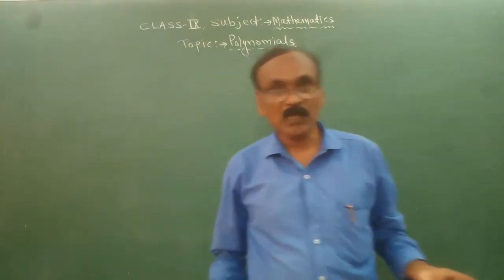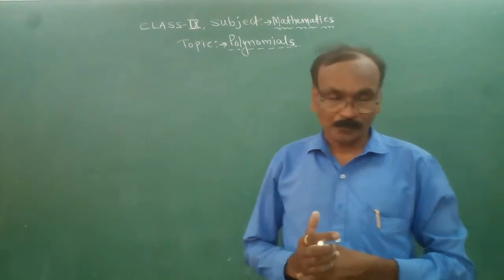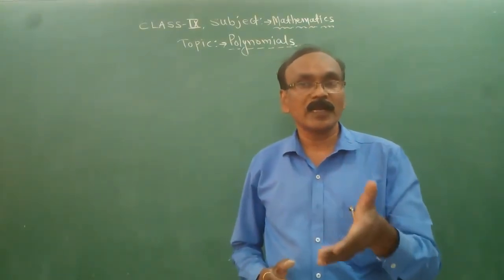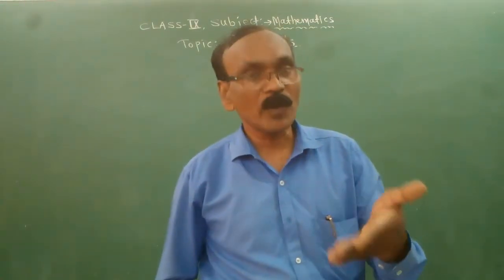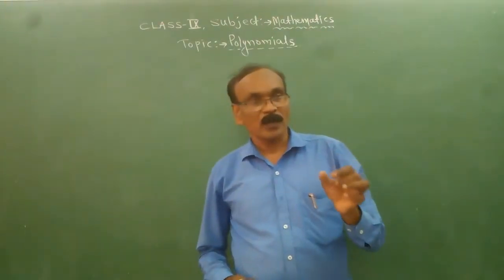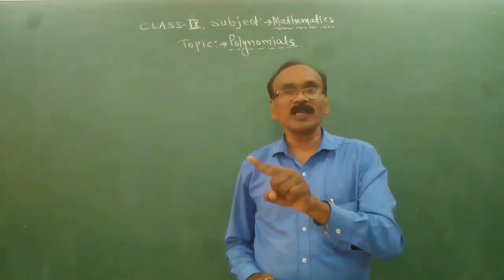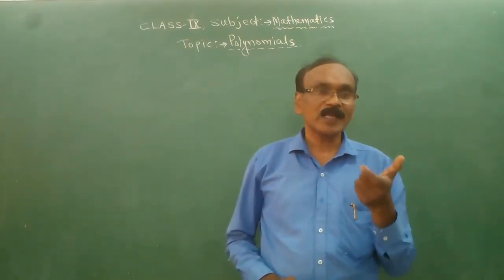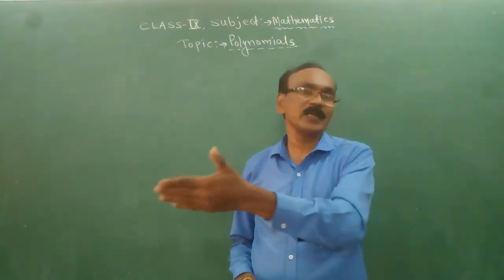In previous class we have seen the factor theorem, that is if p of x is any polynomial of degree n greater than or equal to 2 and if x minus a is a linear polynomial where a is a real value, then if p of a is equal to 0, then we say that x minus a is a factor of p of x, or if x minus a is a factor of p of x, then we say that p of a is 0.